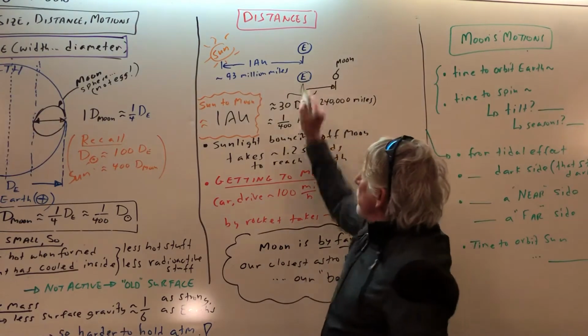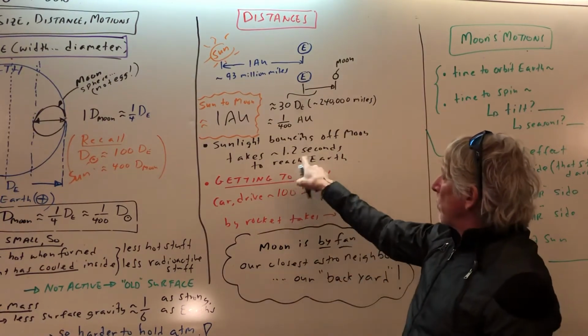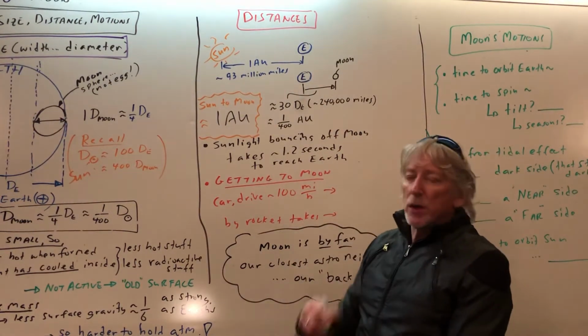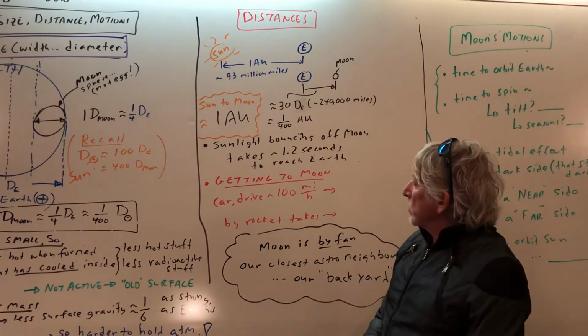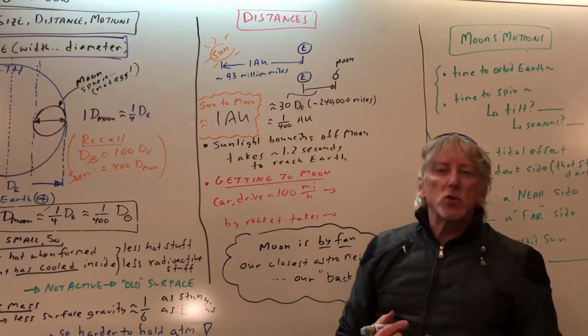Sunlight bounces off Moon and goes to Earth. It takes the light about 1.2 seconds to go that distance. Light's very fast, we'll get into that. So 1.2 seconds. What would it take for us to drive there?